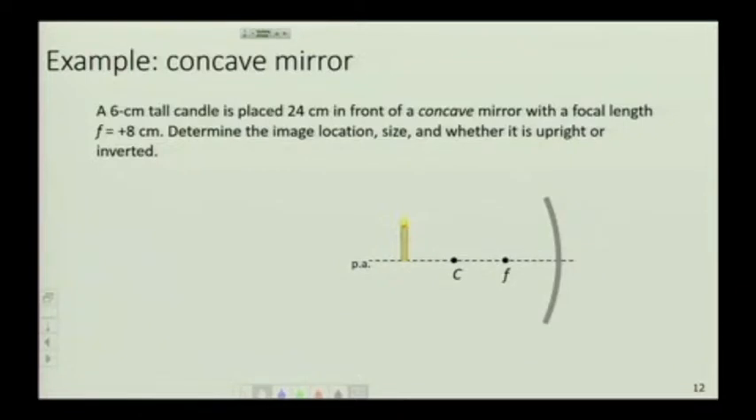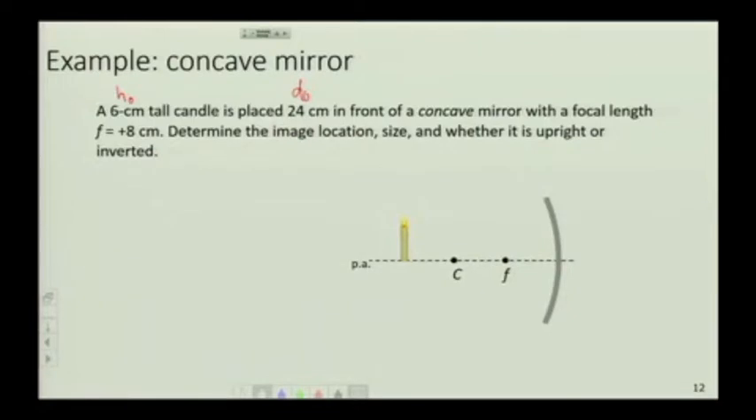Okay, what is 6 centimeters referring to? Height of the object. 24 centimeters? Distance of object. And focal length is plus 8 centimeters. So once again, now you can do the calculation. Let's do the calculation first and then we'll do the image diagram.